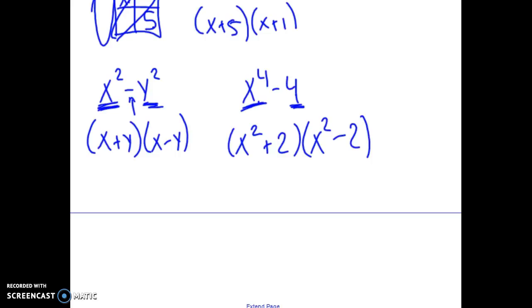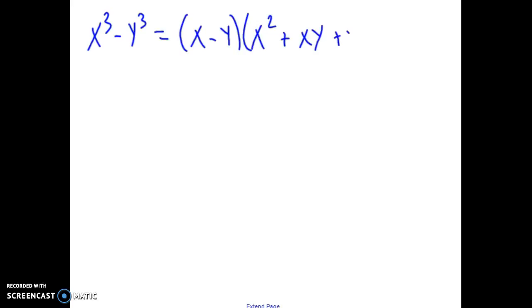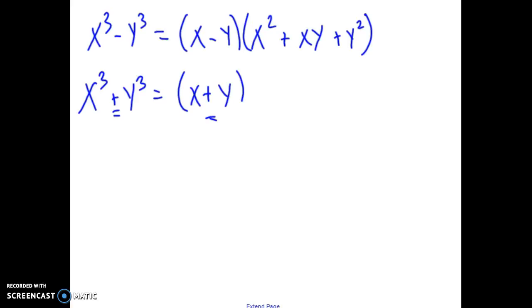Now let's go to cubes. x cubed minus y cubed. This is a difference of cubes. It factors into x minus y times x squared plus xy plus y squared. As opposed to x cubed plus y cubed, which would factor into x plus y, same as this one, times x squared minus xy, opposite of that one, plus y squared.